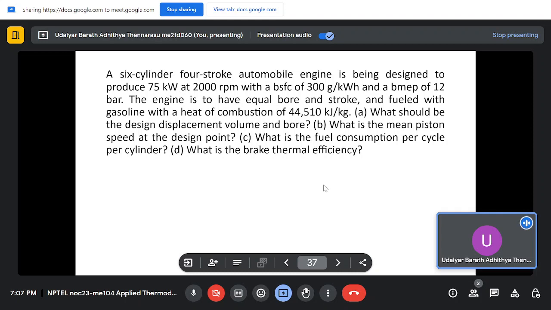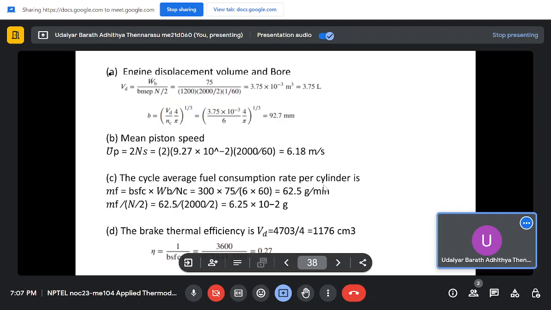What should be the design displacement volume and bore? That is the first question. What is the mean piston speed at the design point? Mean piston speed is asked. And what is the fuel consumption per cycle per cylinder? Next question is, what is the brake thermal efficiency? So four have been asked. It's a 6-cylinder engine, we know brake power, rpm, brake specific fuel consumption, calorific value of the fuel, and brake mean effective pressure. So let's see how to solve.